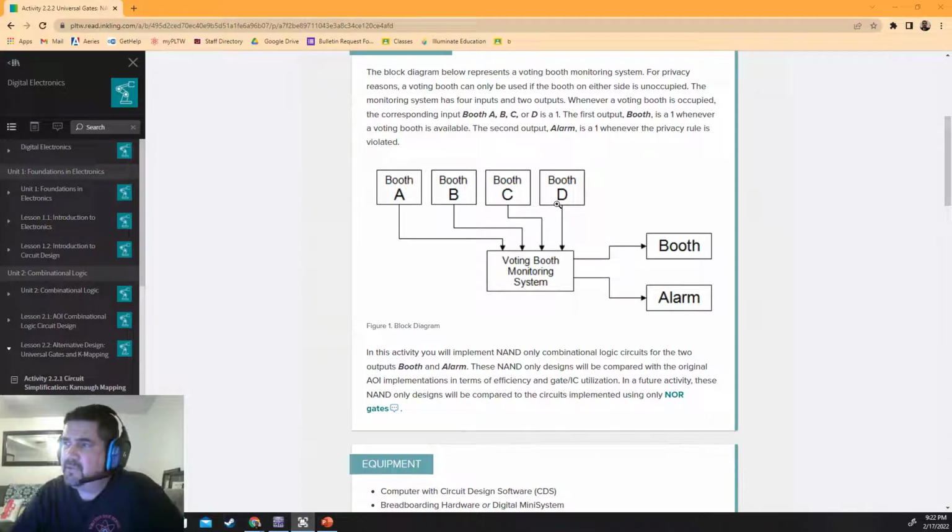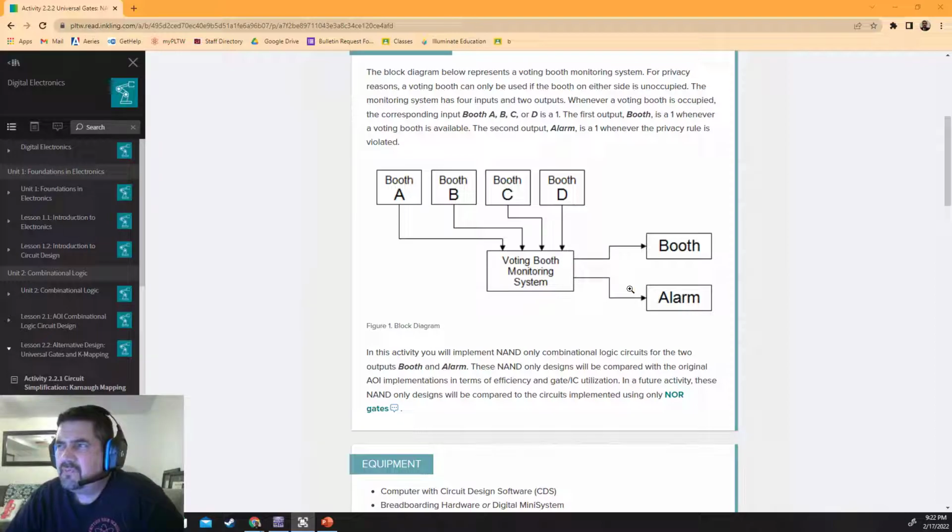And this company wants you to design a circuit. And this one, for the first time in this class, is going to have 2 outputs, but 4 inputs. And this is pretty much the design they want. So these are the 4 inputs, the 2 outputs, and here's the rule. This light is going to turn on if there's a booth available. This alarm light will turn on if a rule is broken.